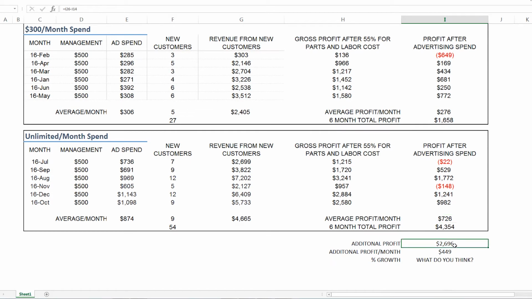So essentially, over a 6-month period, I ended up taking in an additional $2,700. If I compare this 6-month period to this 6-month period, I took an additional $2,700, or $450 a month. That's just my actual additional profit divided by the 6 months. So I think we all can find things to do with an additional $450 a month.